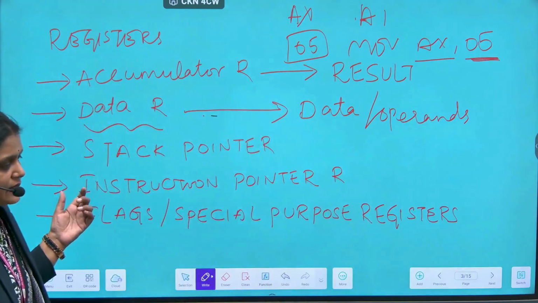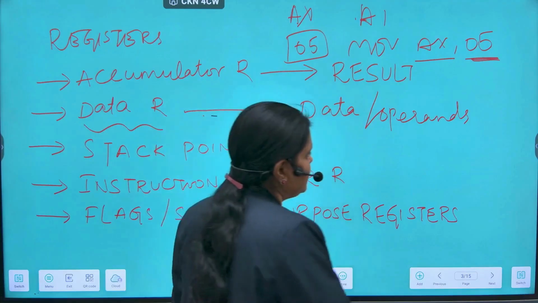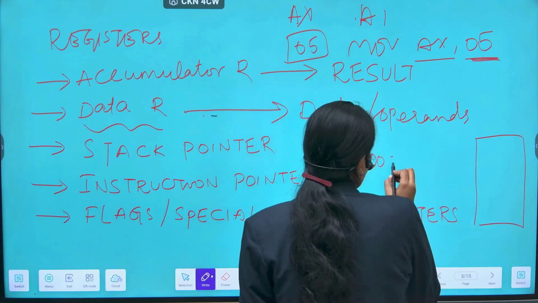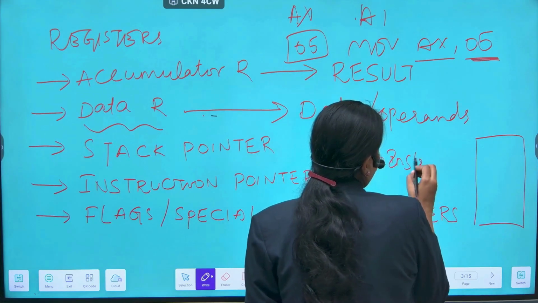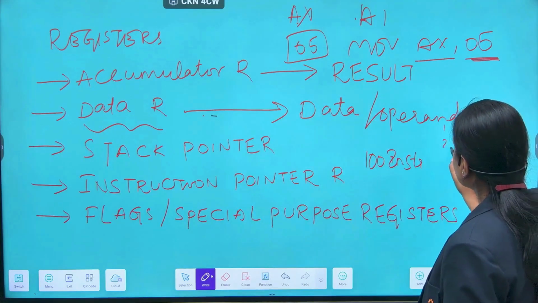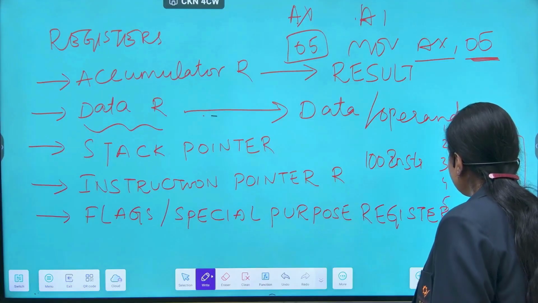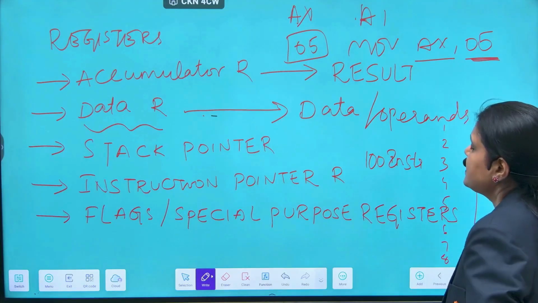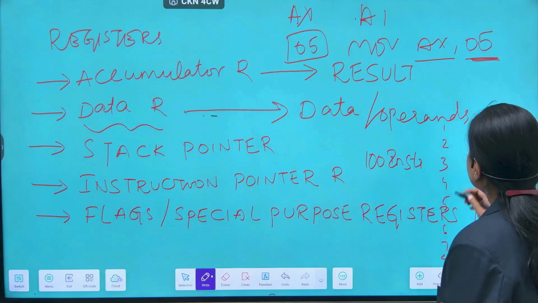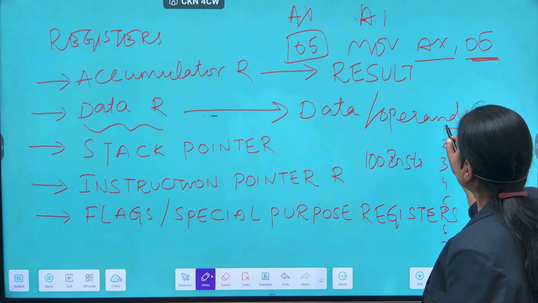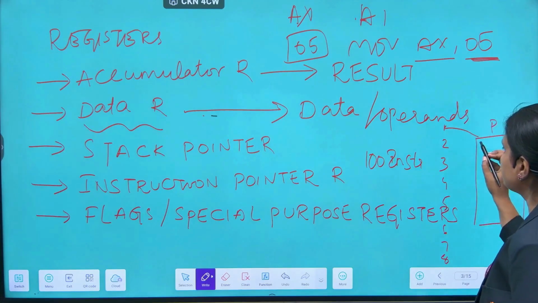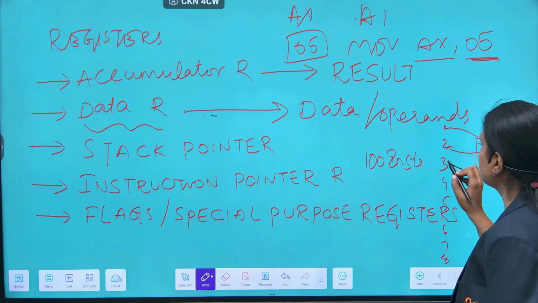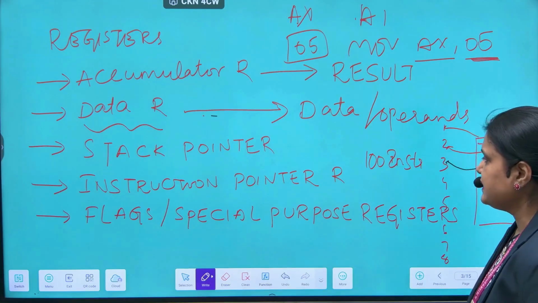Next, stack pointer. Now let us talk about stack. Stack is nothing but suppose I am giving 100 instructions in a program. So what the processor does, it goes to the program and fetches the instructions one by one. When it is performing the first instruction, after performing it, it goes to the second instruction. After performing the second, it goes to the third instruction. Like that it takes place.